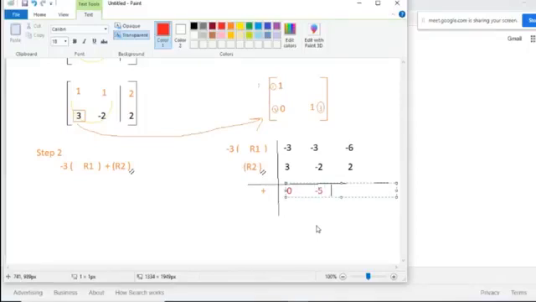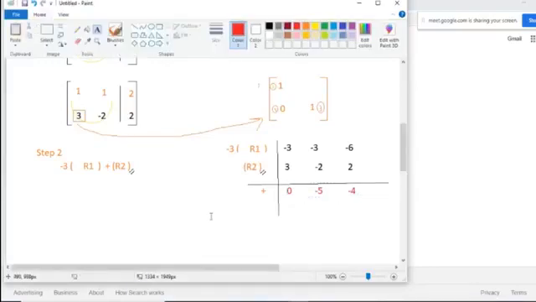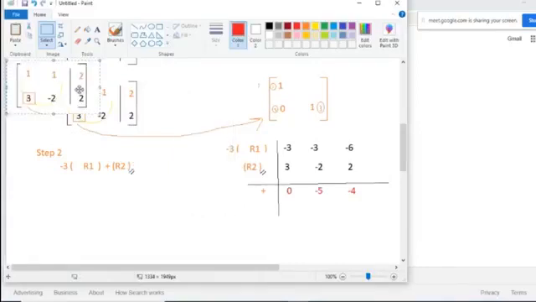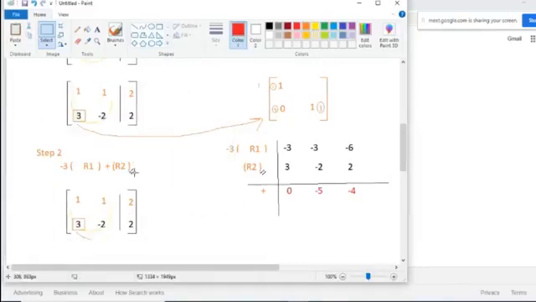Negative 5. -3, -2, it will become -5. And -6 plus 2, it will become -4. Perfect. Then when you add them, they will give you these numbers. I will take this matrix and repeat it again without R2. Look, those 2 dash, this is the benefit of those 2 dash. I will remove R2, correct.